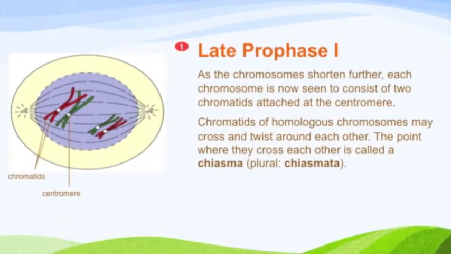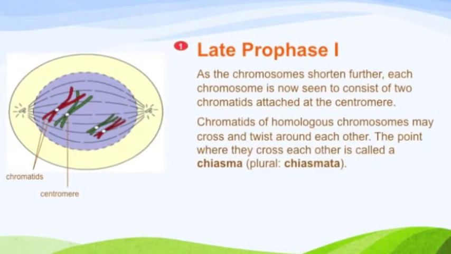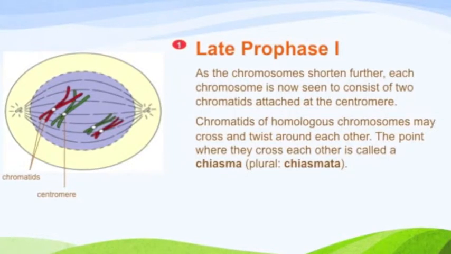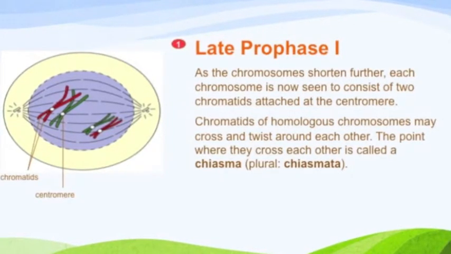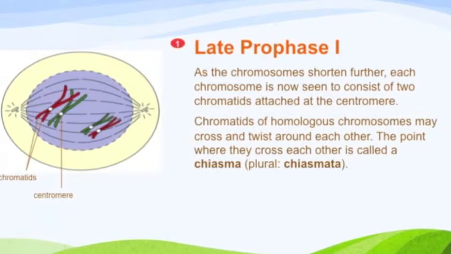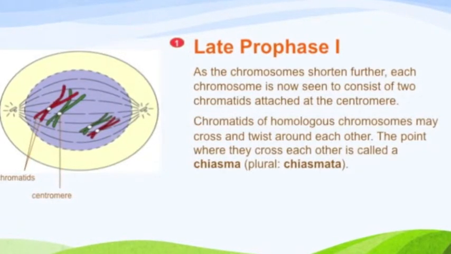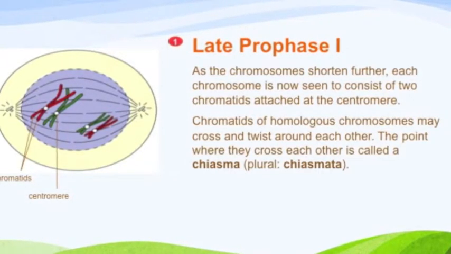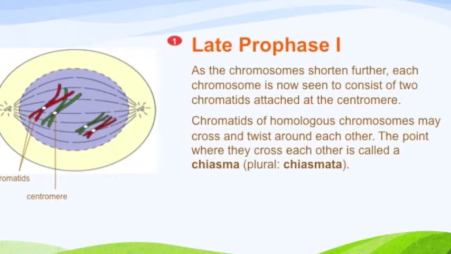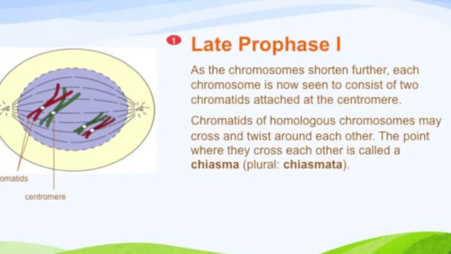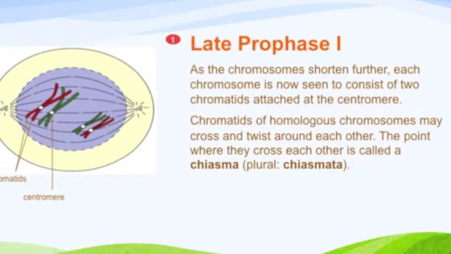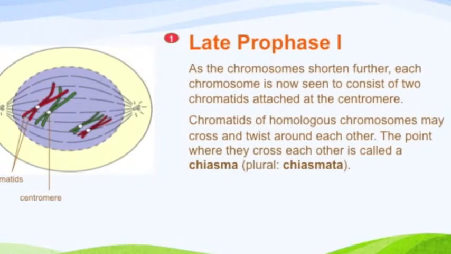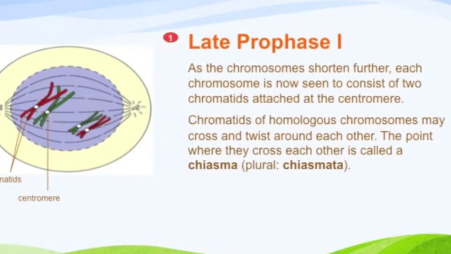Now we'll move on to late Prophase I. As you can see, the chromosomes were shortened further. Each chromosome is now seen to consist of 2 chromatids attached at the centromere. Chromatids of homologous chromosomes may cross and twist around each other at this point. The point where they cross each other is called a chiasma, or in plural form, chiasmata. So do take note when to use the singular and plural form when you are labeling diagrams.